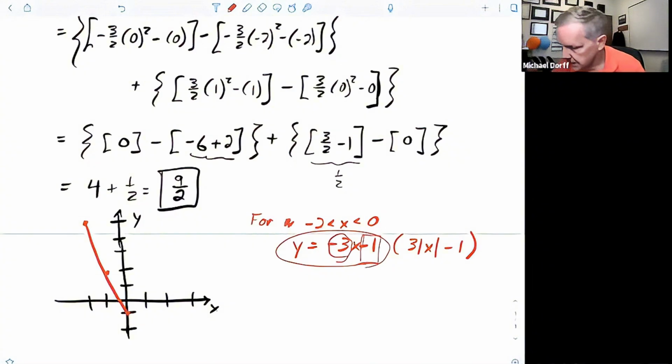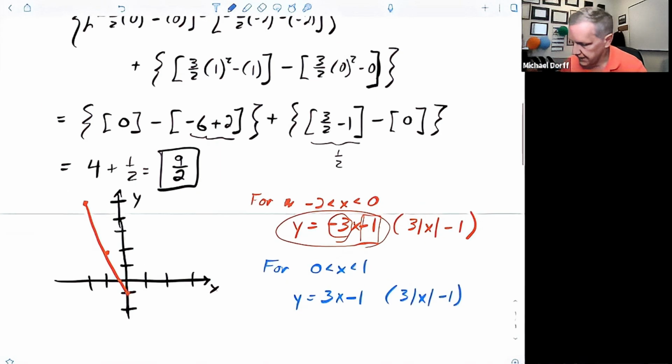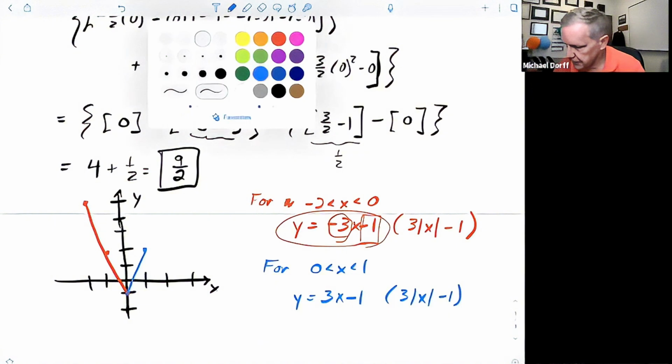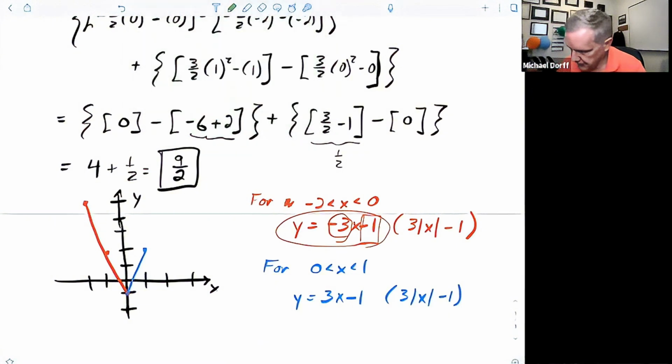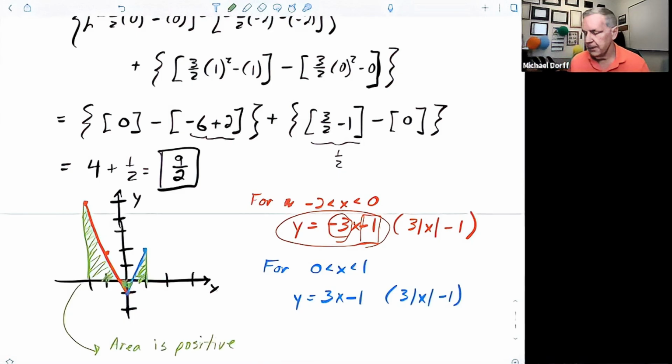All right, and then if I do the other one for x between 0 and 1, my function was this, again coming from 3 absolute value of x minus 1. All right, so that's going to look like this function here. And so my integral represents the area under the curve, and it makes sense that this area is positive because there's more of the green above the x-axis than below the axis, and our 9/2 was positive.